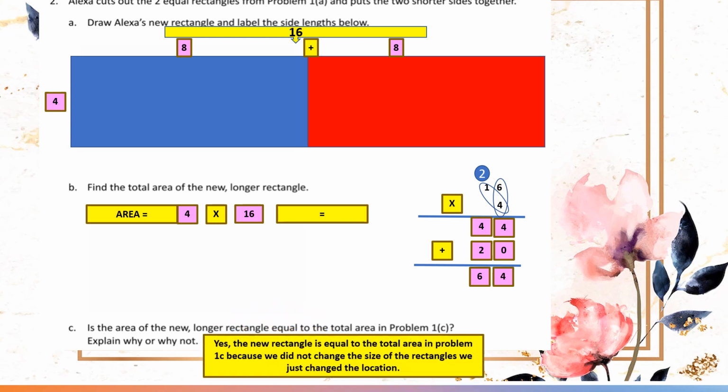Well, yes, it is. The area of both were equal to 64. So our answer is going to say yes. The new rectangle is equal to the total area in problem 1C because we did not change the size of the rectangles. We just changed the location. Now you may want to pause your video so that you can make sure that everything on my screen is on your paper, or if you just want to check your work, go ahead and do that now because this is the last question of our homework.